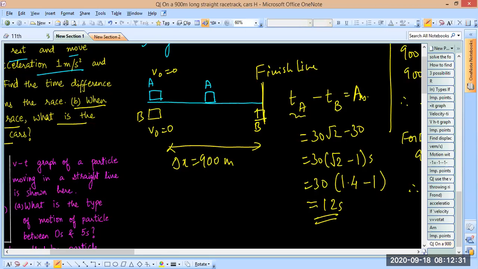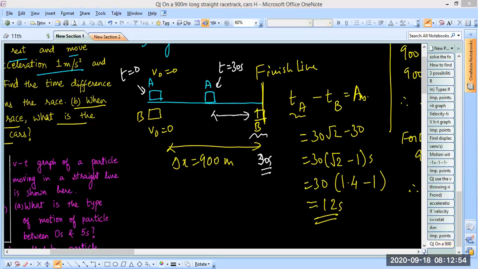So we have to find the distance between them. Do you realize that this is the situation when time was 0 and this is the situation when time was 30 seconds, correct? Because B finishes the race in 30 seconds. We have just found that out.